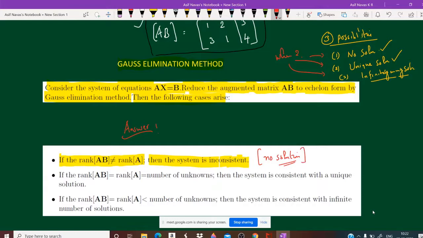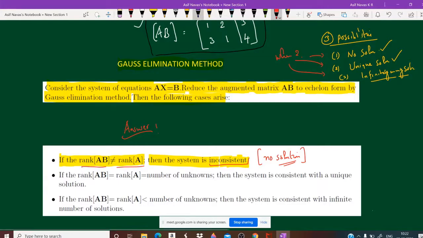Inconsistent means there may not be any solution. Okay, that means if rank of AB is not equal to rank of A, then the system has no solution. That means the system is inconsistent.